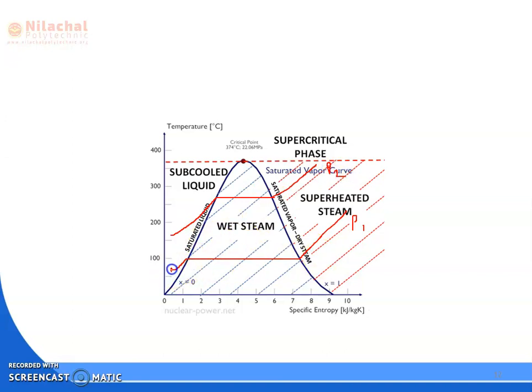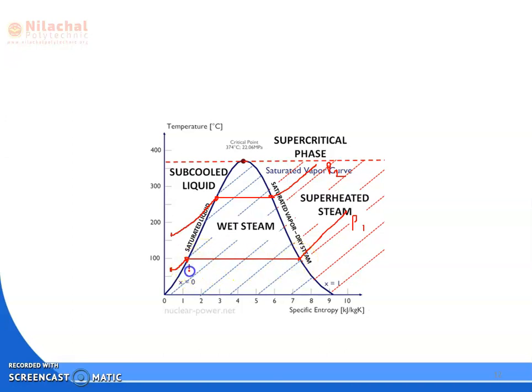Here water is at what? Below 100 degrees centigrade. This water is at 100 degrees centigrade. That is a saturated liquid point. These are the points of what? Saturated vapor point. This is the point of what? Superheated region. This is the point between this vapor dome. This is your what? Wet steam.